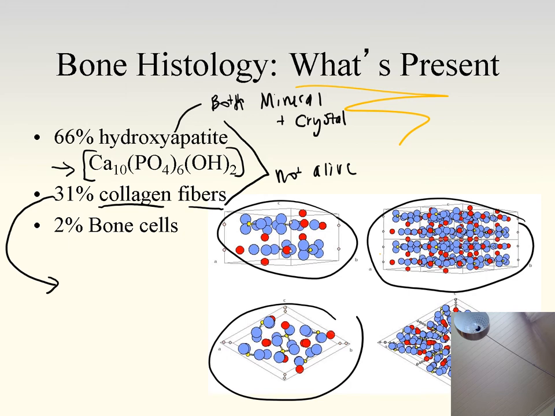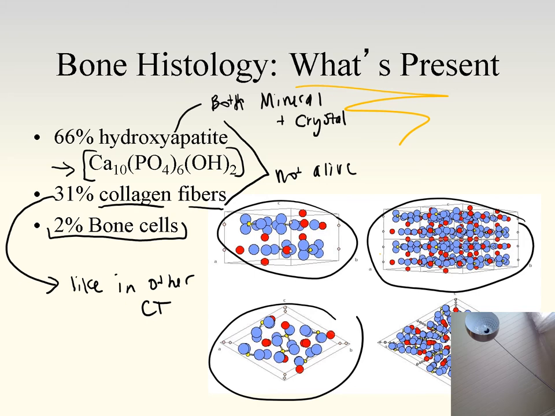So I'm going to put like in other connective tissue. And then there's going to be only about 2% bone cells. So bone is pretty acellular. The vast minority of the cells that you see are going to be making up the bulk of the tissue. So that's kind of the deal there.